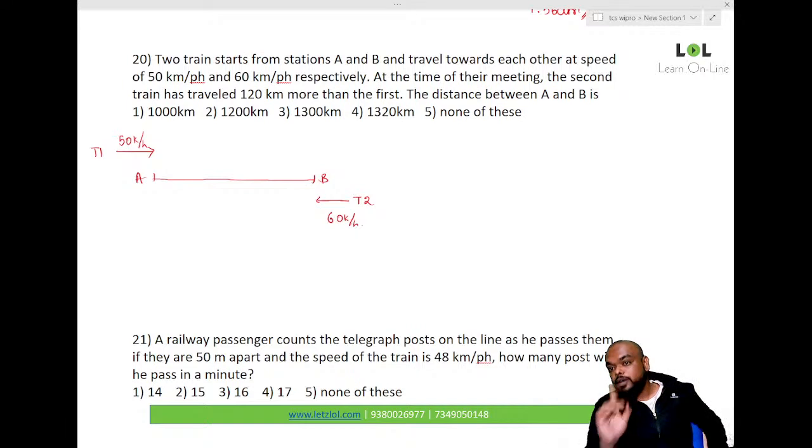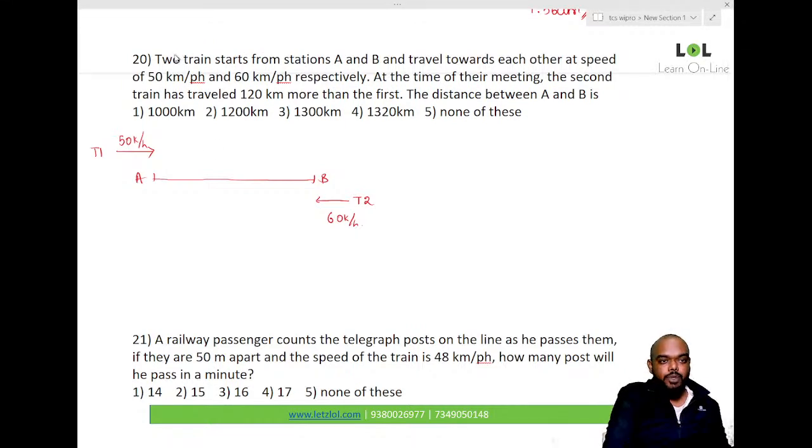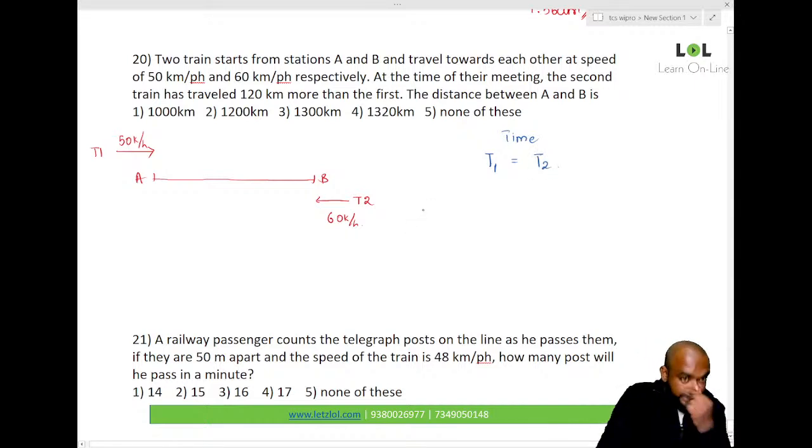So you can go in two ways. You can equate the time traveled by the first train and the time taken by the second train. Or you can use the distance as well, as the distance traveled by train 2 is 120 more than train 1. You can go in both ways. Let me deal with time first. What happens if I deal with the time? We know that time taken by train 1 is equal to time taken by train 2. Time is distance by speed. So suppose, guys, let us assume they meet here.